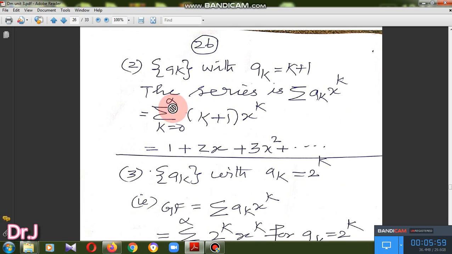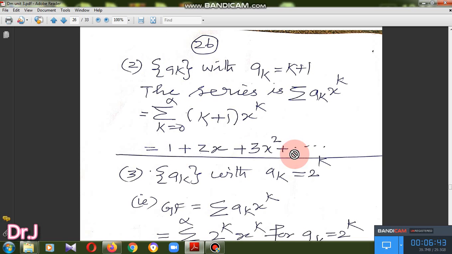The generating function, as I told you, is given by the formula summation of ak x power k. So g of x equals summation k tends to 0 to infinity ak x power k. But here, how is ak defined? The sequence is defined like this. So in the place of ak, we are substituting k plus 1, and x power k comes as it is. As a result, you will get the corresponding generating function of the sequence.